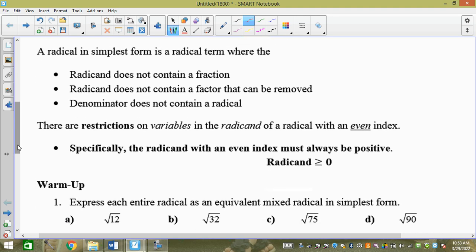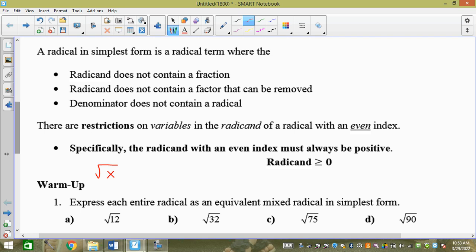So there are restrictions on variables in the radicand. What do you know about when it has an even index? So say I have square root x. What do I know about what's underneath the square root? What does it have to be? Positive or 0? It can't be negative, correct?